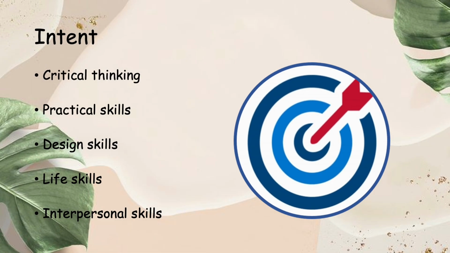The intent of D&T goes as follows. Children develop critical thinking as they reflect upon their own work and the work of their peers. Children will develop practical skills when working with a range of materials. They will learn to cut, taste, and evaluate different vegetables safely and effectively. They will also develop their design skills to tailor designs to meet the needs of the user. Life skills will be developed, such as motivation, perseverance, determination, and patience. Interpersonal skills will also be developed through the cooperative learning structures incorporated in each lesson.